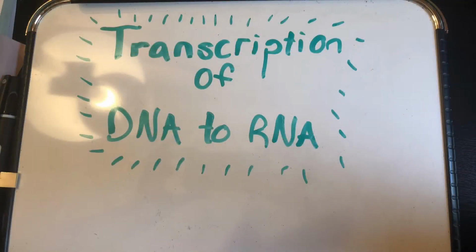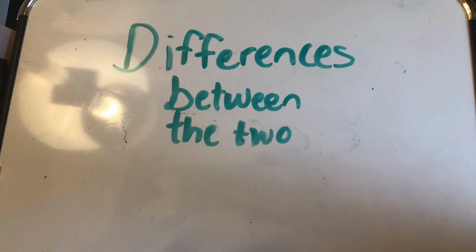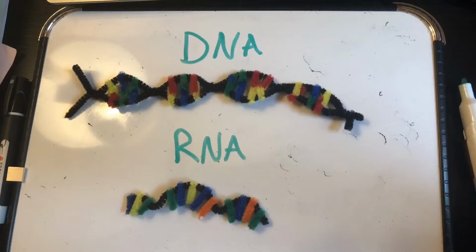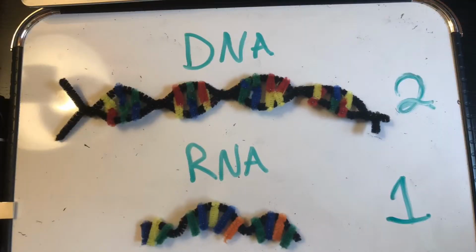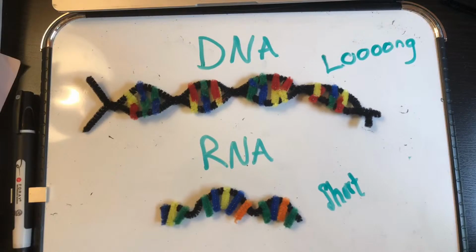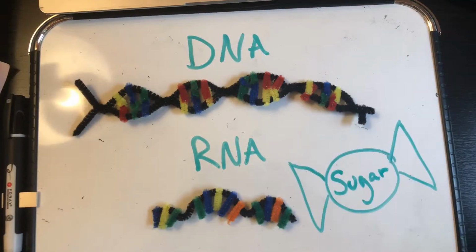Transcription of DNA to RNA. Differences between the two. Here's a model of DNA and RNA. One of the differences between RNA and DNA is that DNA is two strands while RNA only has one. DNA is much longer than RNA. RNA is actually pretty short. Another difference is that DNA has deoxyribose sugar while RNA has ribose sugar.